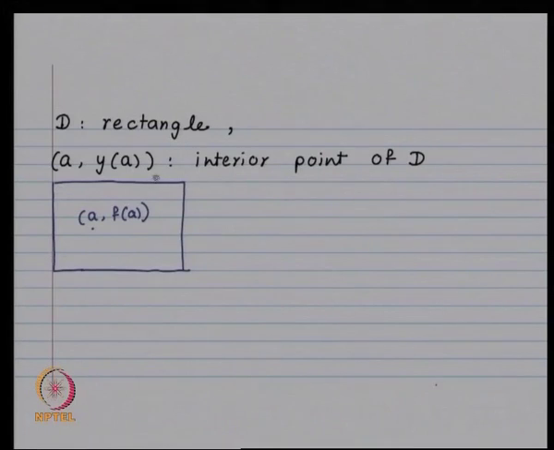So, D is a rectangle, and a was the left hand point on which our function y is defined. Y at a will be value of our unknown function y. So, we assume that this point is going to be interior point of D. Then on this rectangle, we will assume some conditions on the right hand side function.